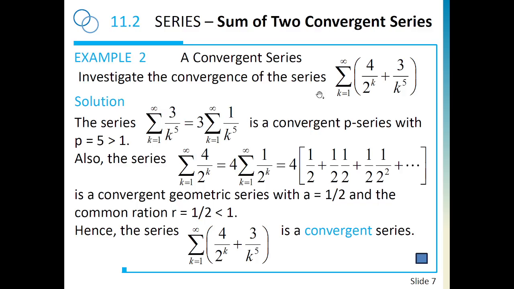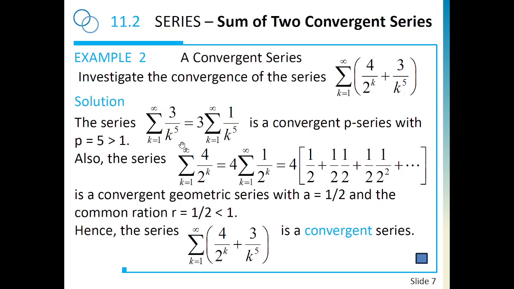Another example: we have a series composed of two pieces. We can recognize the first piece and the second piece. The expression 3 over k to power 5: we can factor out 3 obviously, and then we get 1 over k to power 5. This is a p series with p equal 5, and we know that this p series is convergent. We don't need to show anything, we just state it properly.